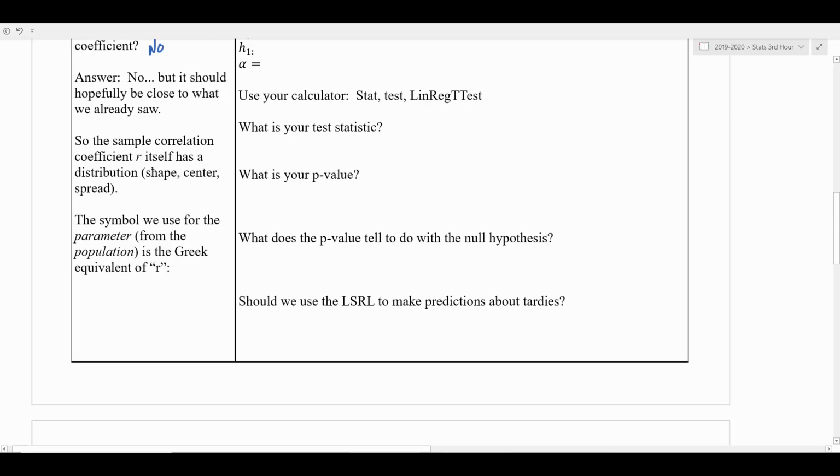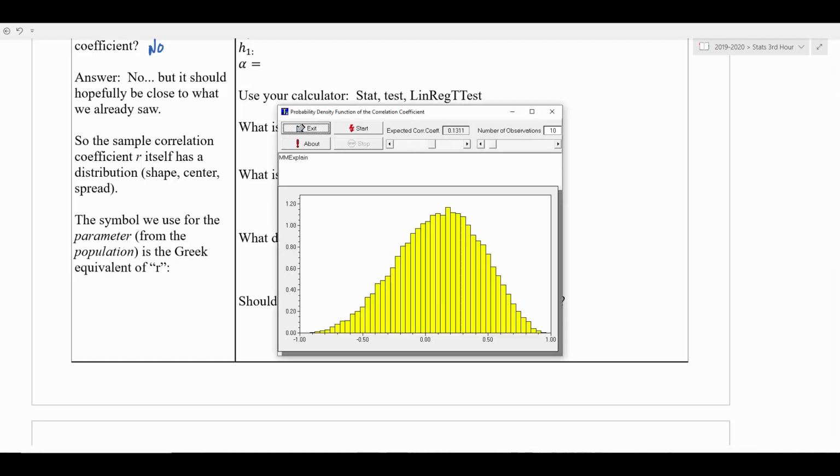All right, so let's talk about this a little bit. The sampling distribution of the correlation coefficient R itself has its own distinct shape, center, and spread. And in fact, it has many different distributions because the distribution changes based on certain things. All right, so let me show you what I'm talking about.